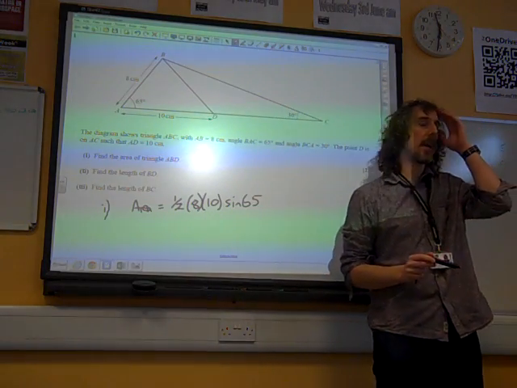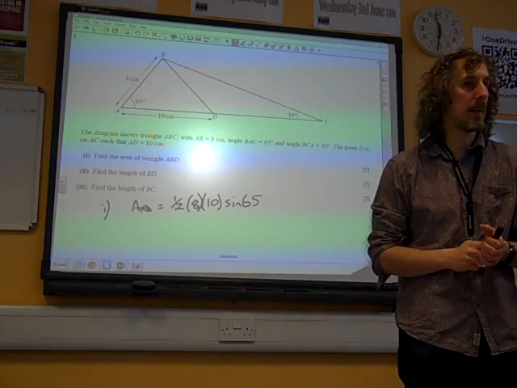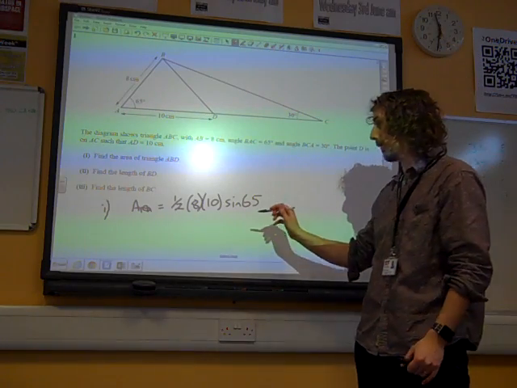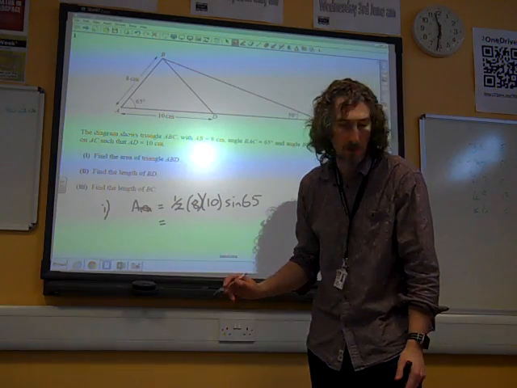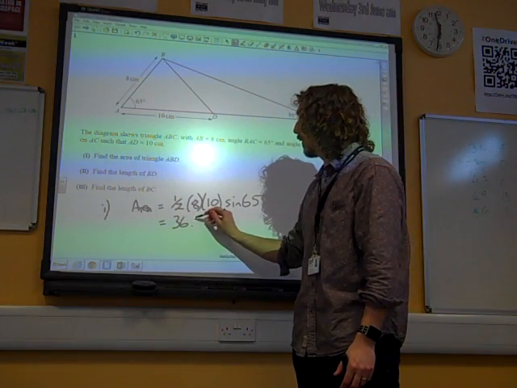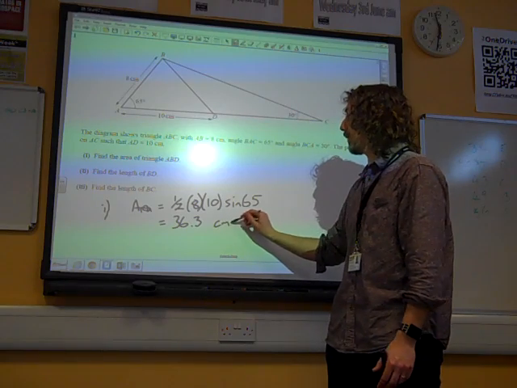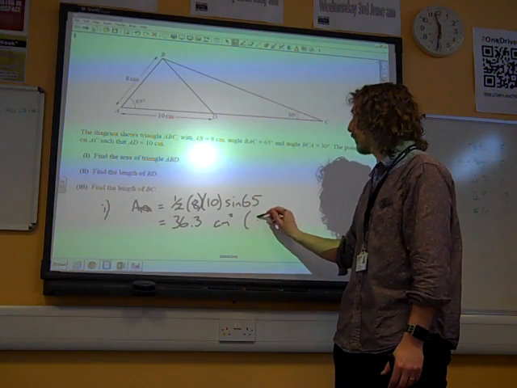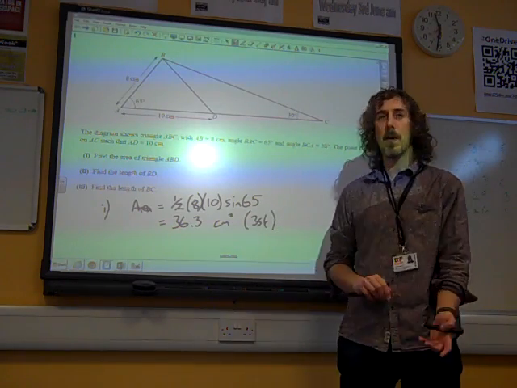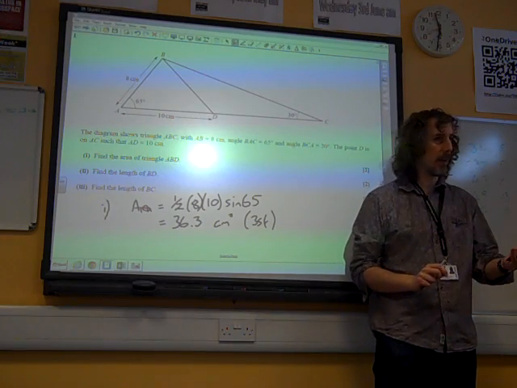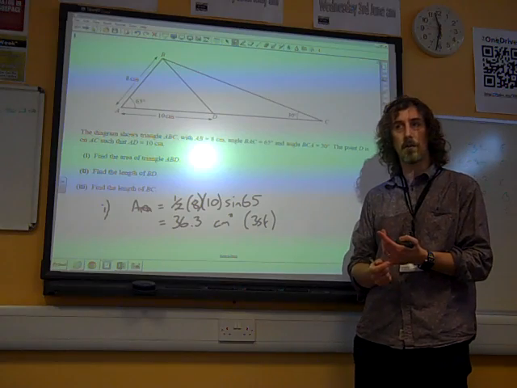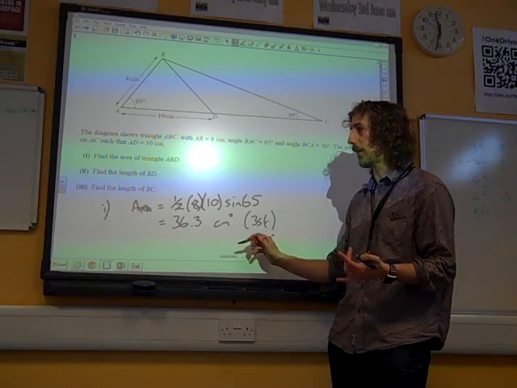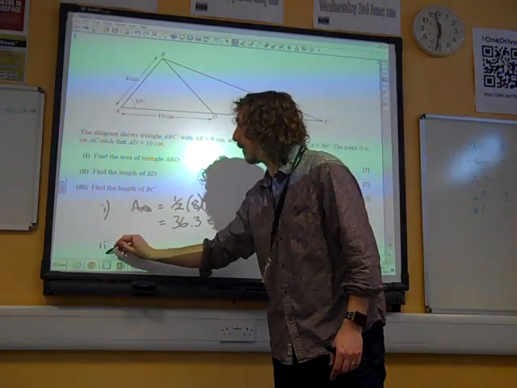Straight to the calculator. Our calculator is set up to be in degrees. We make sure that the calculator is in degrees. And we come up with the answer that I think everybody got, 36.3. We don't need to put centimetre squared, but we will do. And we're remembering that we always need to give our answers to 3 significant figures. If you give greater accuracy, as long as it's correct, then you'll be okay. But if you give less than that, you will lose out.